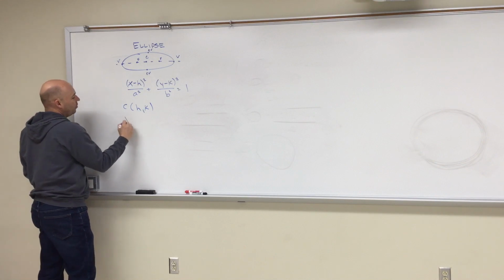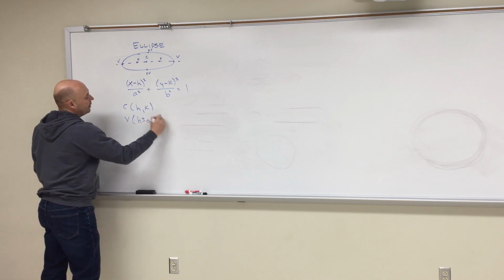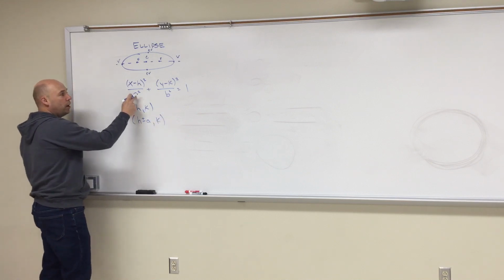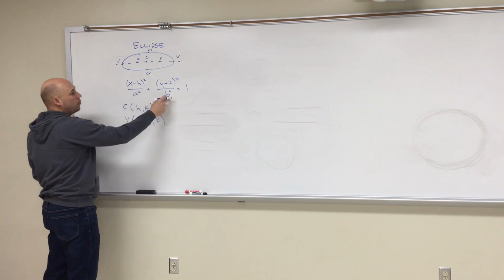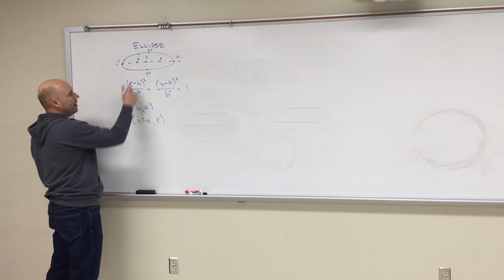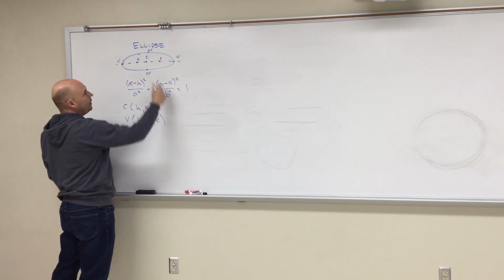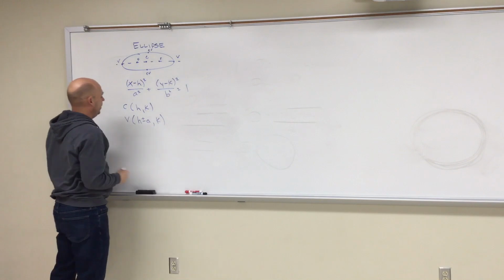Your vertices now are going to be h plus or minus a, k. So you got to take the square root of the number underneath your x value. So you're basically looking for whichever number is larger. Because if the number is larger underneath x, it's going to be wider with the x. If the number is larger underneath y, it's going to be larger with the y. I'm going to show you that here in a second.